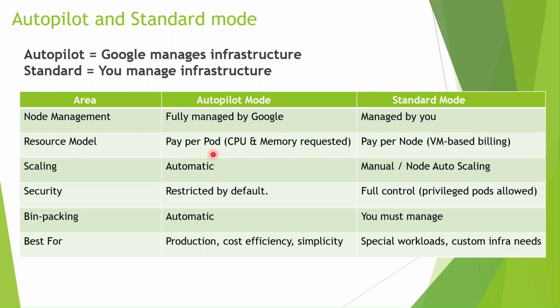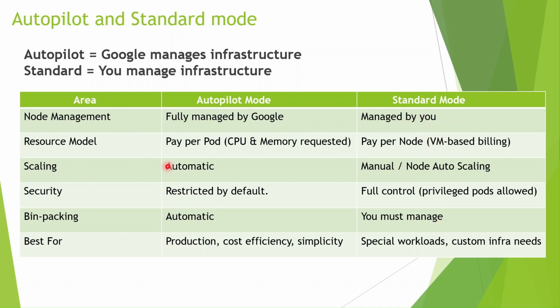Resource model: in Autopilot you have to pay per pod. Suppose you want to run two pods and they need two CPU, 2 GB of memory, so you pay for that only. But in Standard you have to pay per node. Whether you need 1 GB memory or one CPU, that doesn't mean you will pay per pod. You have to pay for the full node which you have provisioned. So that is why Autopilot is very cheap. Standard is a little bit costlier, but it will provide you more options also.